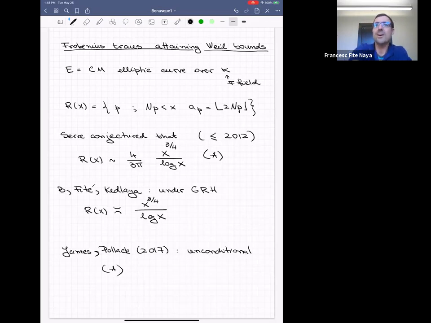So I wanted to ask you, in this arithmetic situation where you have some object defined over a number field, are there problems that we cannot tackle within the scope of the Langlands program, that is, using L-functions that we know will have the desired analytic properties?